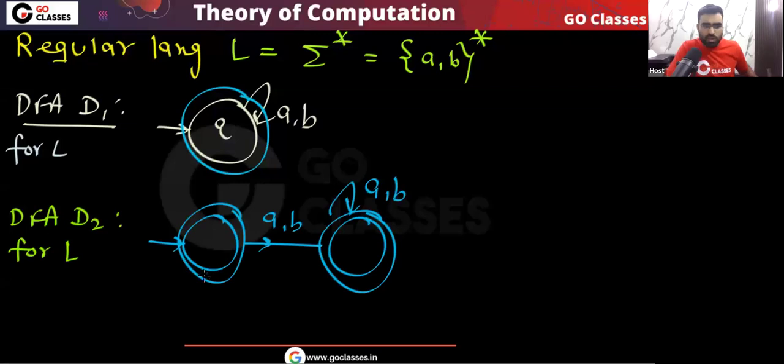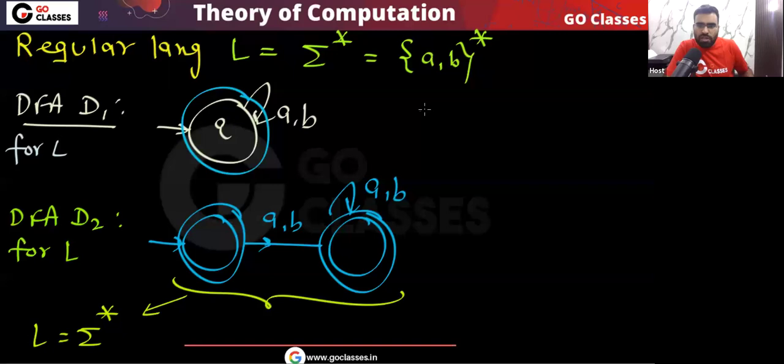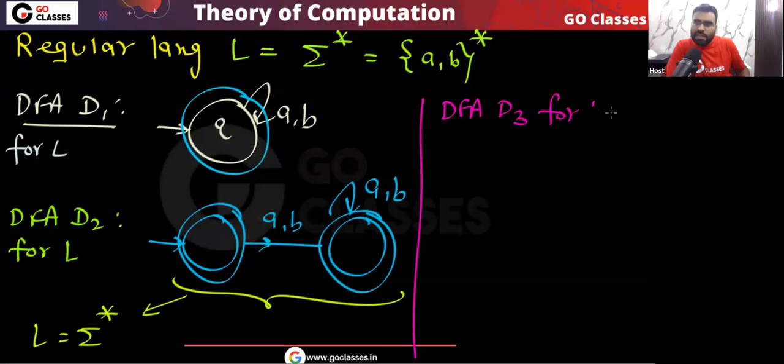Now notice what language is accepted here. Tell me what language is accepted here. The language again is sigma star. Every string is accepted. Yes or no? So this is another DFA. Can I create more DFAs? Yes, definitely. You can create another DFA. So let me create DFA D3 for language L. For language L, I can create more DFAs.